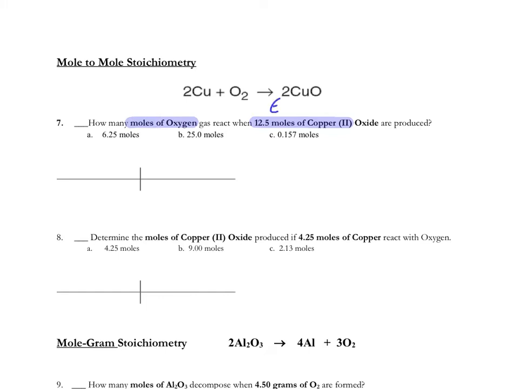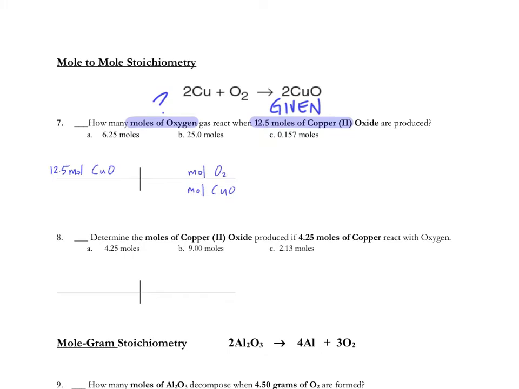So this is my given information. This is unknown. So I'm going to write what's given to me first, which is 12.5 moles of CuO. And I'm going to rewrite my units, moles of CuO. And I want to convert from moles of CuO to moles of O2.